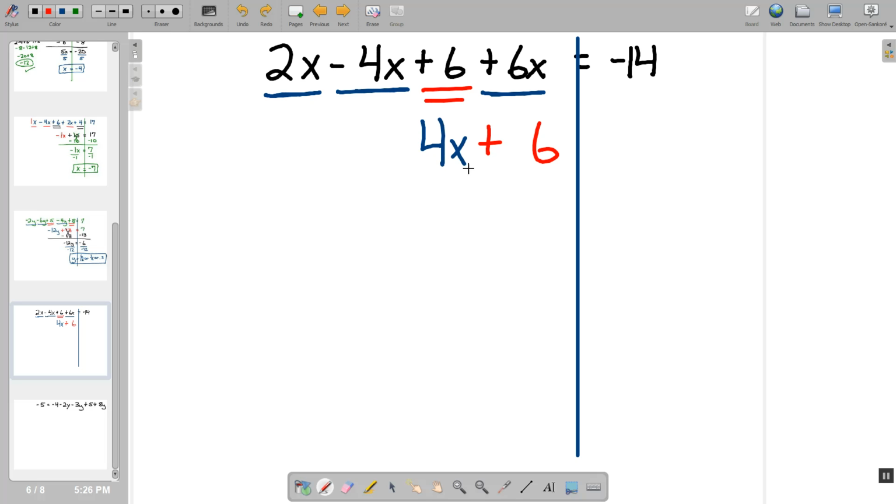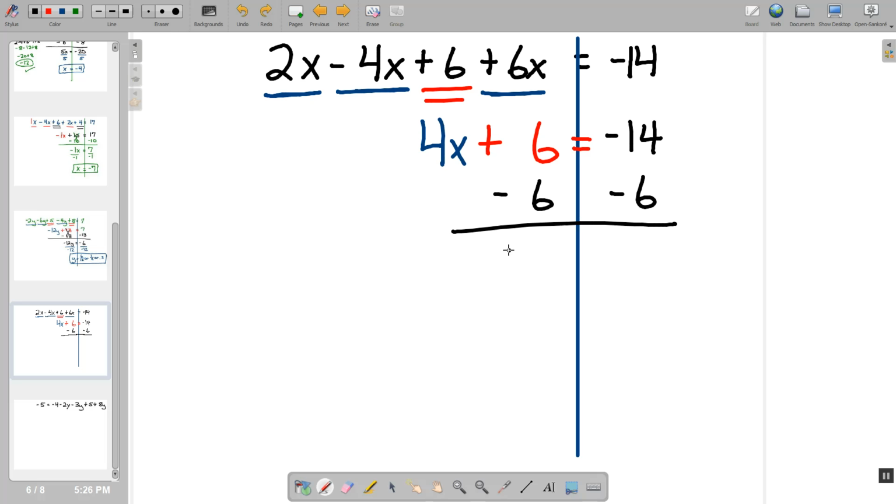Remember, once again, you cannot combine your x's and your regular numbers. You've probably heard that story a million times by now, and I'm sure you're very sick of it. On the right side, we have negative 14. Doesn't combine with anything else. And now we just have a 2-step equation. So we're just going to solve our 2-step equation just like we've been doing.